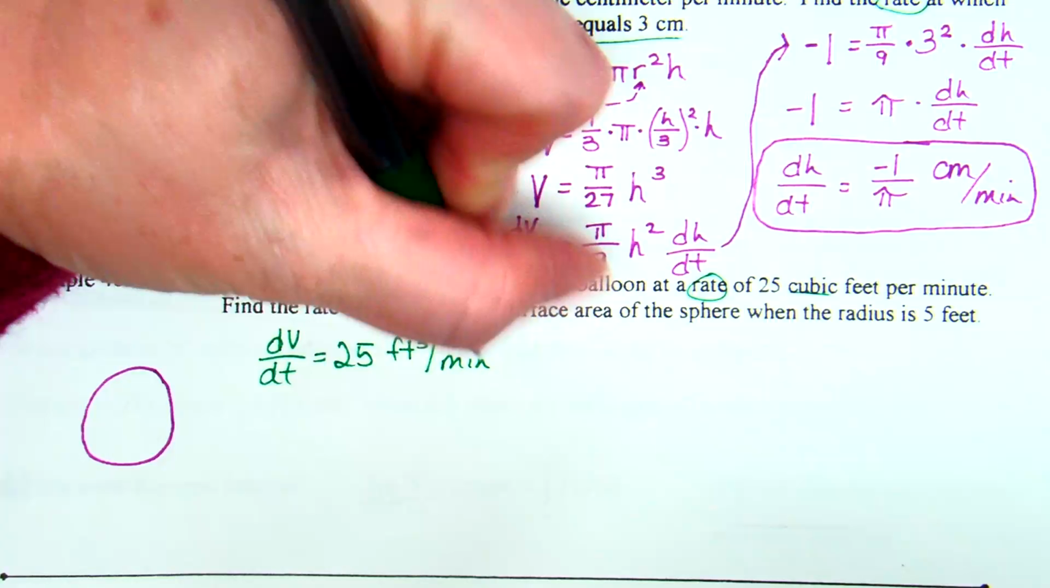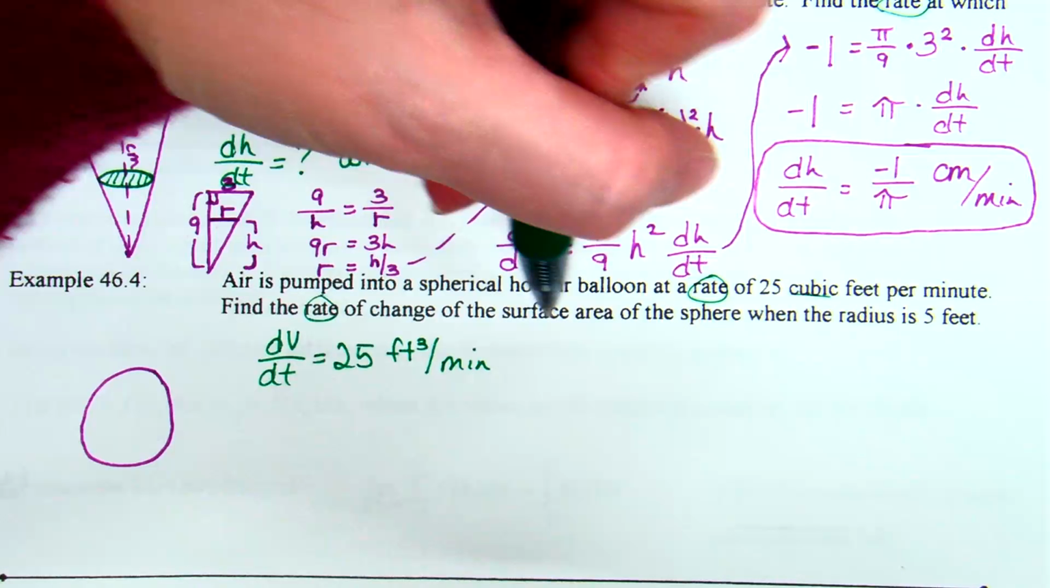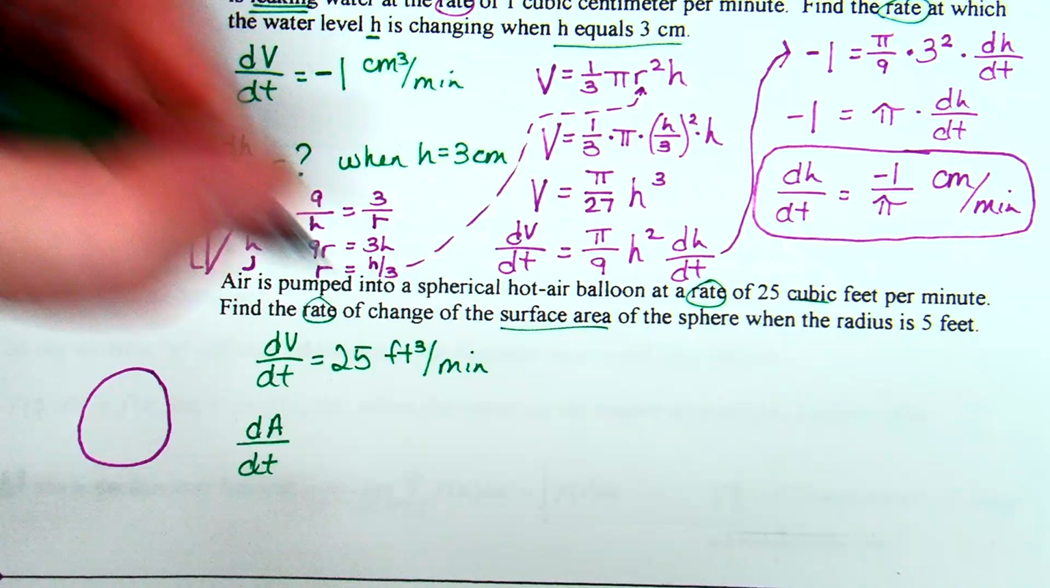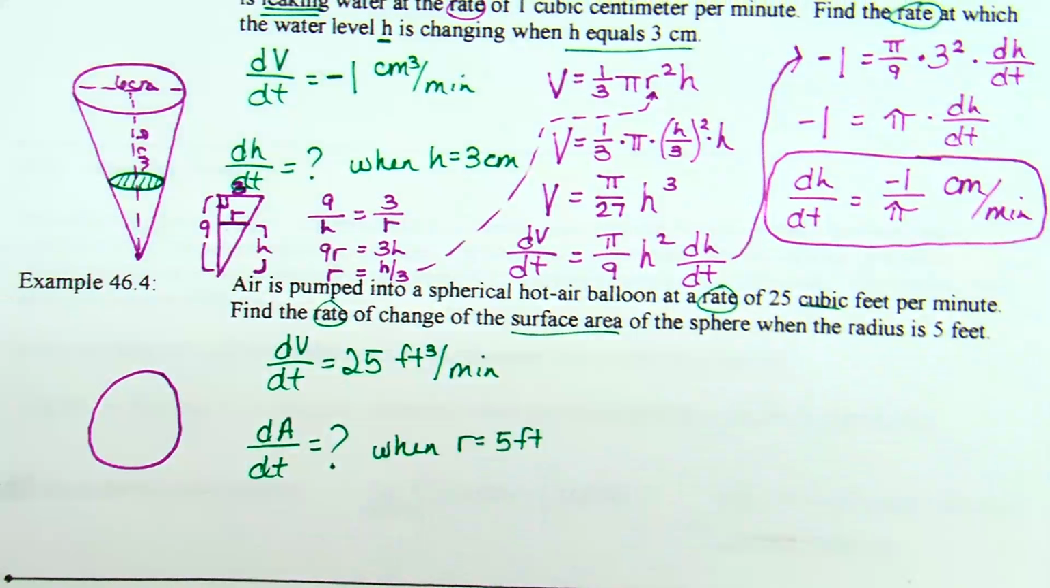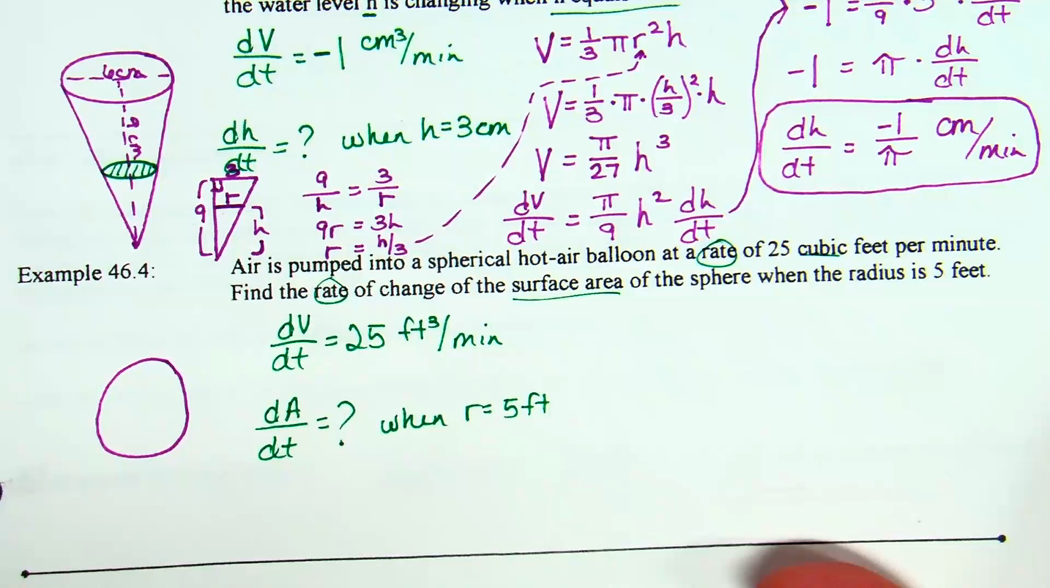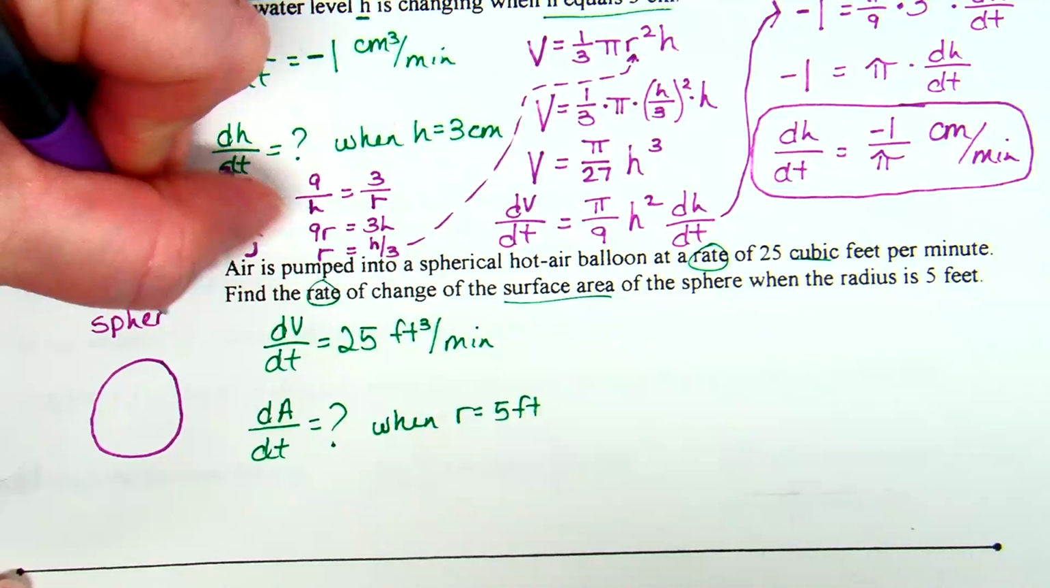Find the rate of change of the surface area. So they're asking me to find dA/dt when the radius is 5 feet. Okay, so that's the information I'm given. Over here was my picture of a sphere. I just drew a circle, but it's good enough. When you think about a sphere, we usually just talk about the radius, so I'll draw a radius in there.